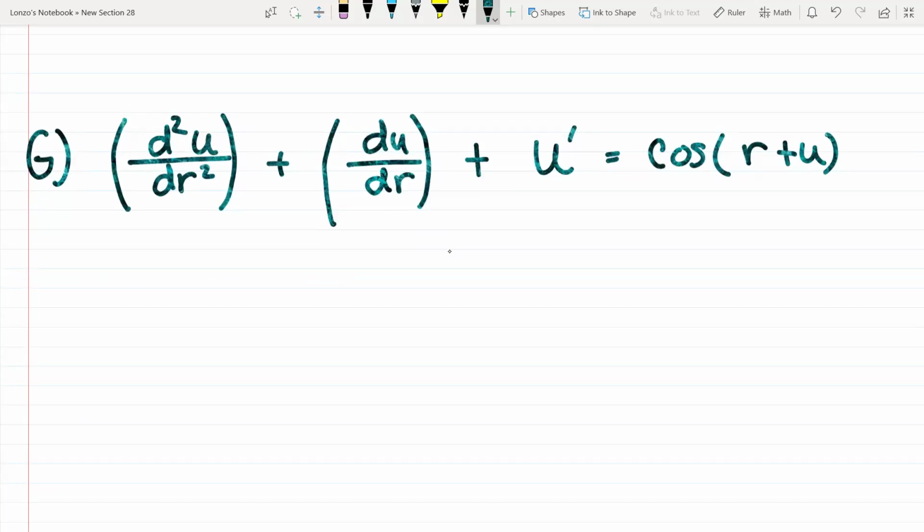Okay, part G, we have d squared u over dr squared plus, so let's look at the highest derivative. That is my highest derivative, so it is second order.